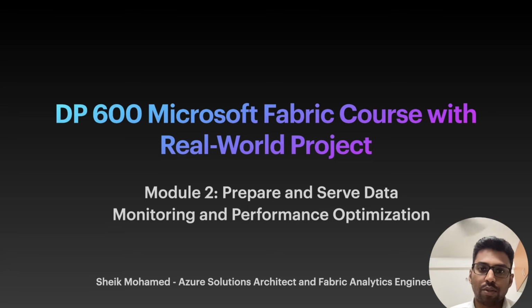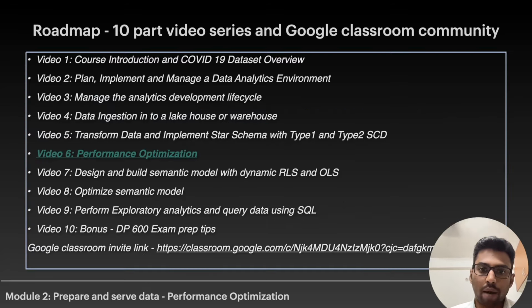Let's dive into the roadmap. We'll quickly look at the roadmap. So we are building a 10-part video series around DP-600, and the goal of this course is to provide you with as much hands-on as possible. And we are building this course around a real-world dataset, which is the COVID-19 dataset. And if you haven't looked at my previous videos, I would encourage you to go through the COVID-19 dataset that we are looking at as a part of this course.